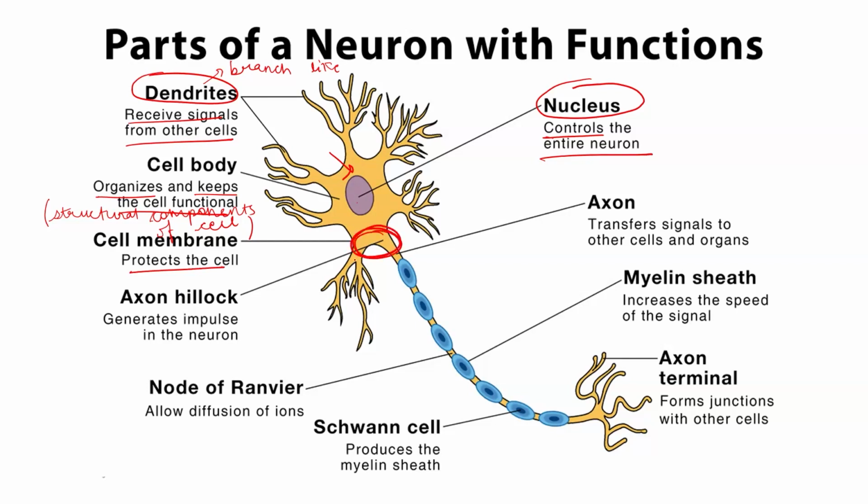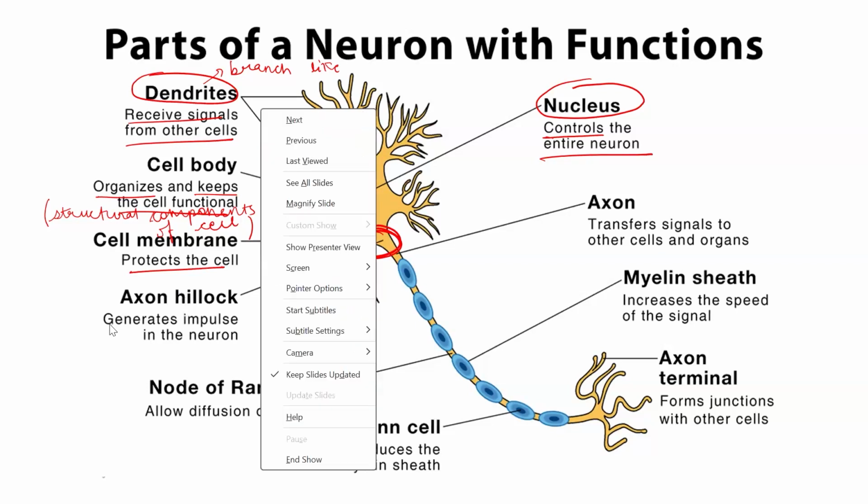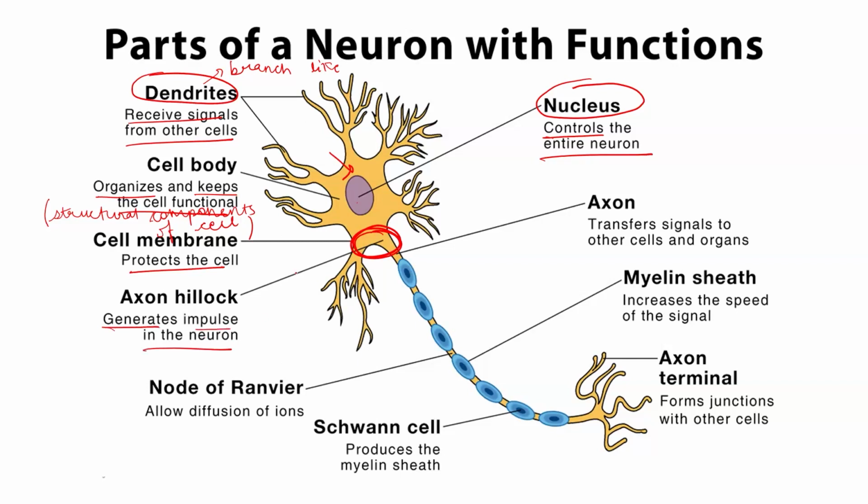In the cell body, we have the axon hillock. Axon hillock is the point just above the axon, and it generates the impulses in the neuron. So impulses are generated at the point which is known as the axon hillock, and from there they are then passed to the axon. We have the axon that transfers the signals to other cells and organs.